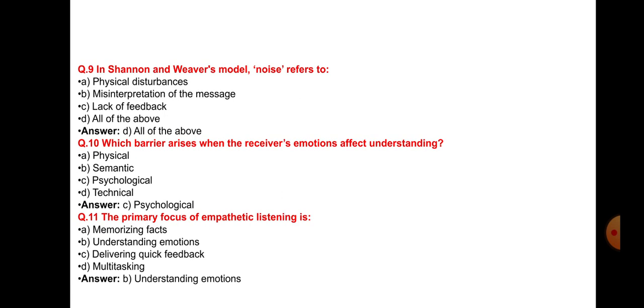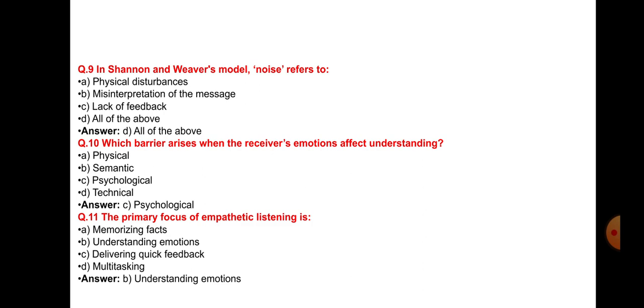Next question is, in Shannon and Weaver's model, noise refers to physical disturbance, misinterpretation of the message, lack of feedback. So the right answer is all of the above. Which barrier arises when the receiver's emotions affect understanding? Physical, semantic, psychological, technological. So the right answer is psychological.